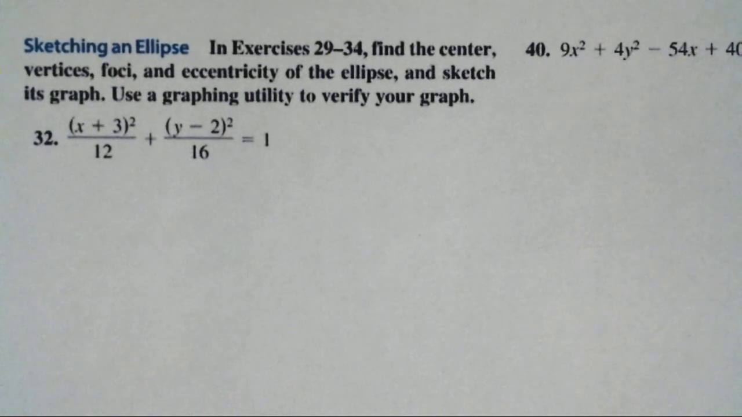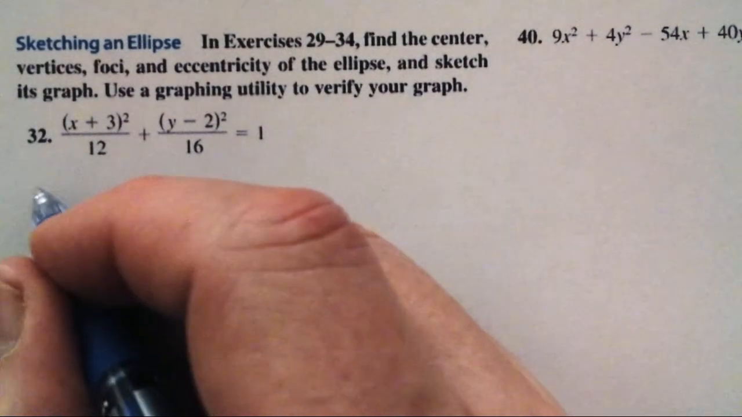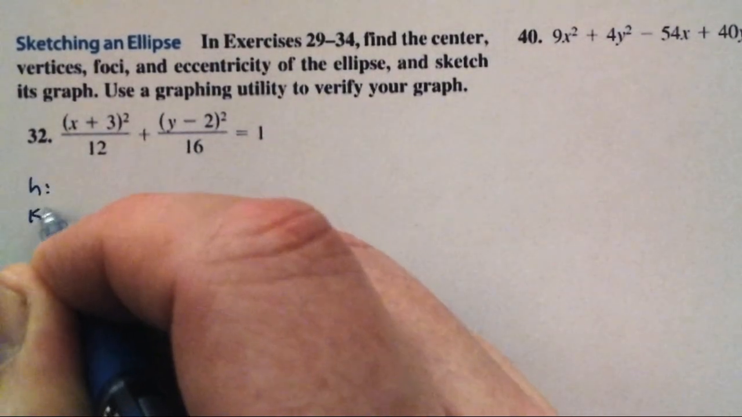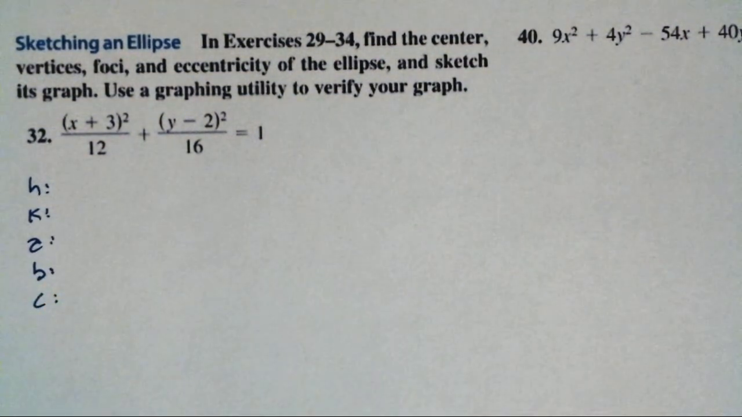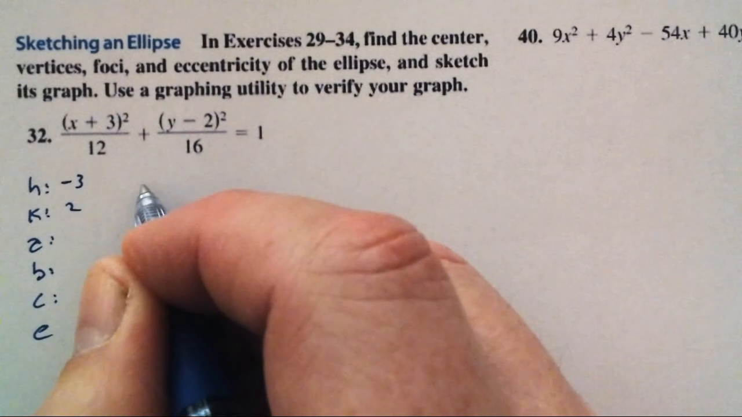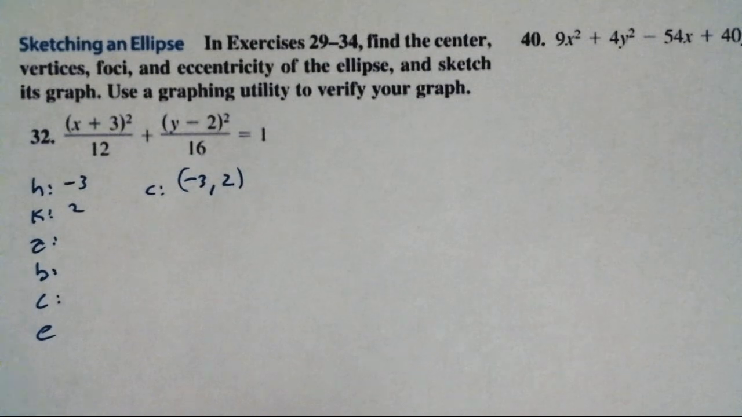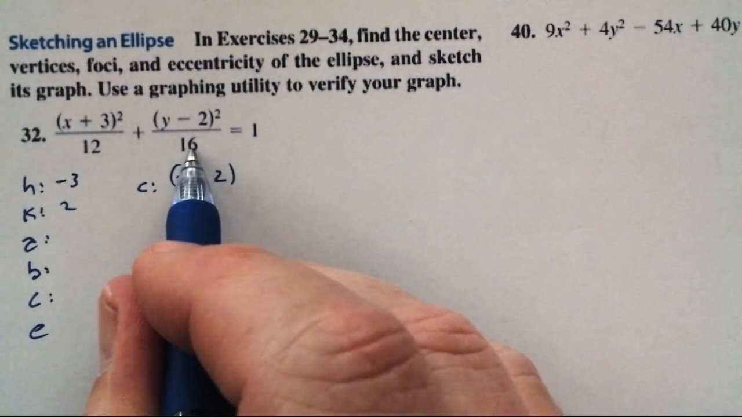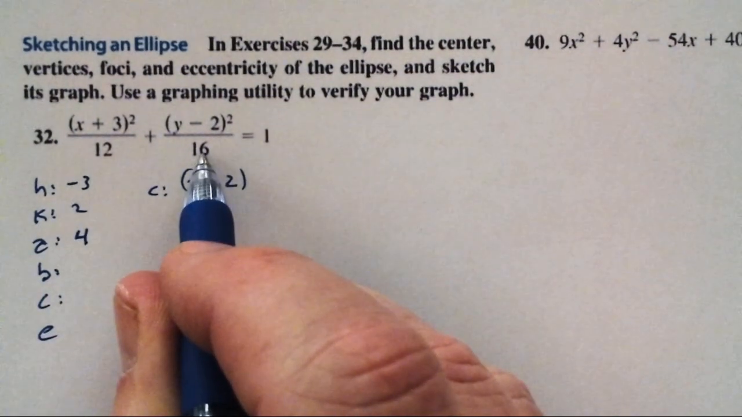Okay. Let's wrap these up. Find the center, vertices, foci, and eccentricity of the ellipse. So let's just do this. Let's go H, K, A, B, C, and E. So H, K, the most interesting value of x, is -3, K is 2. So our center is at (-3, 2). A is 4, so square root of 16, 4. This is a big one. So this is a tall one.